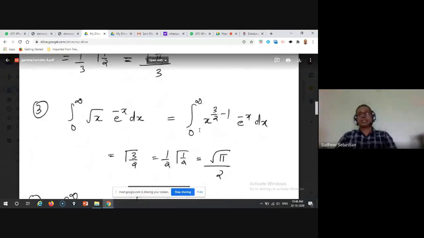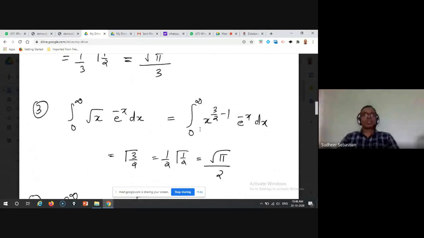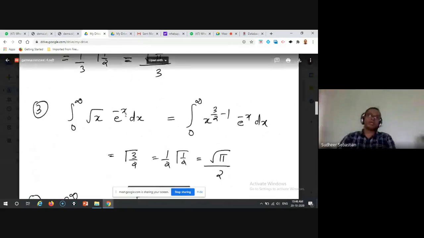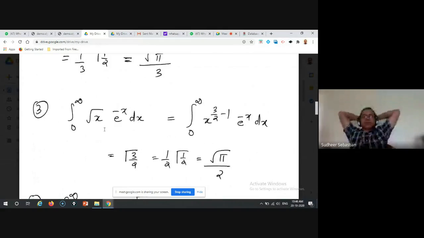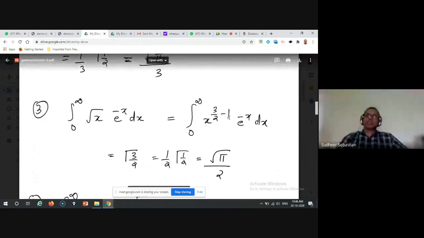Then the third one, this is quite easy. I have this exponential minus x here, x, root x. Root x is x to the power half. X to the power half can be written as x to the power 3 by 2 minus 1.